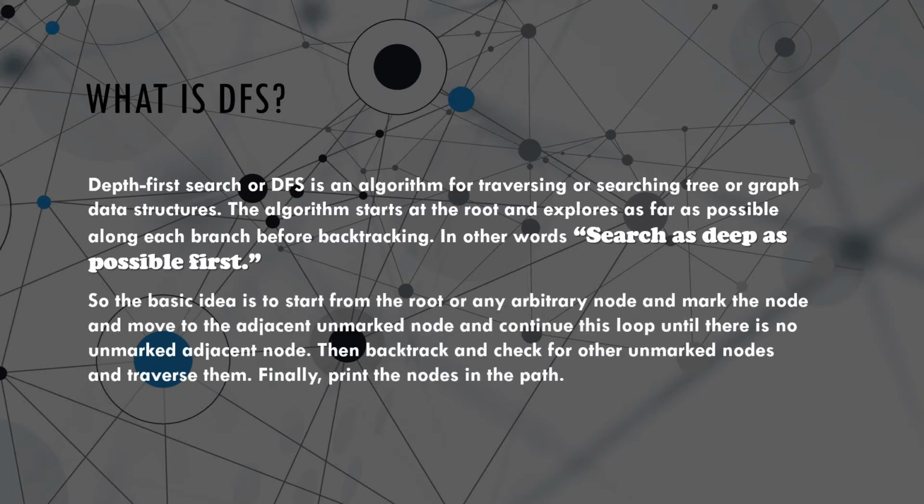So the basic idea from this understanding is that we will start from a root or any arbitrary node, mark the node, and move to the adjacent unmarked node. This loop will continue until there is no unmarked adjacent node. Then backtrack and check for unmarked nodes and traverse them. Finally, print the nodes in the path and we will continue the DFS algorithm.